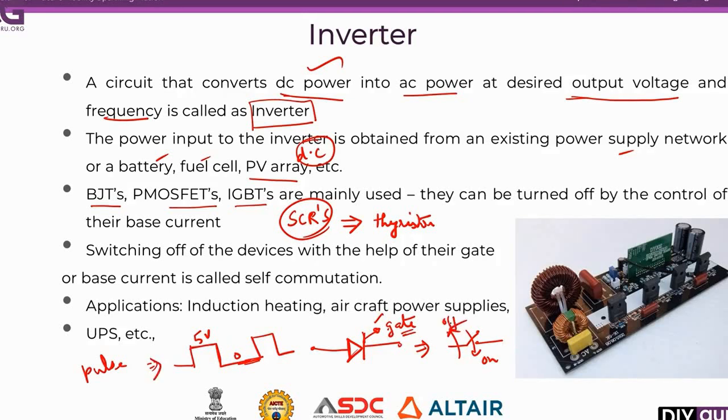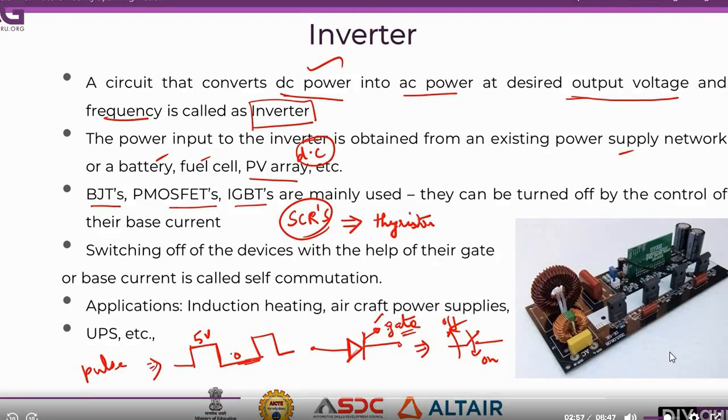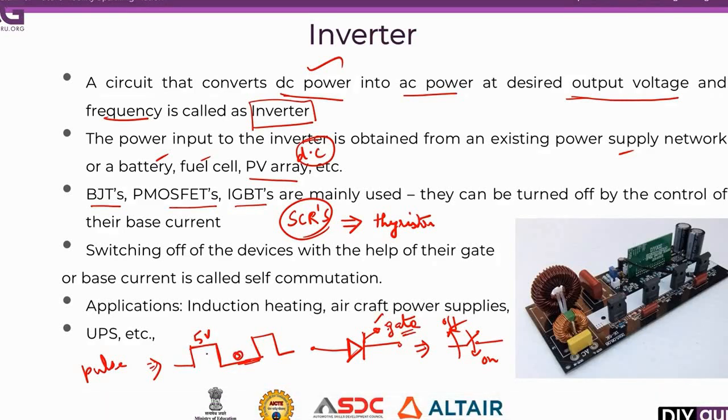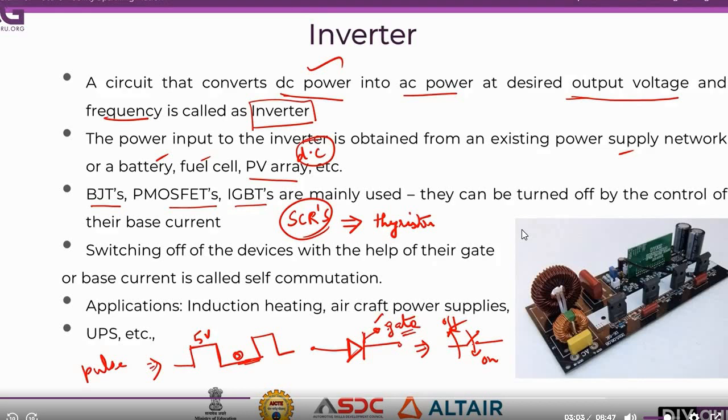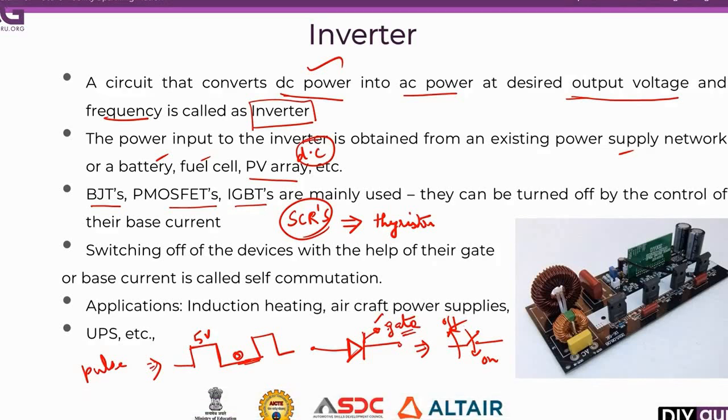So I can control this thyristor with the help of this gate pulse, in simple fashion. Also, turning off this thyristor is not an easy task. If I bring this pulse signal to 0, the thyristor will not instantaneously turn off. So you require additional circuitry for turning off this thyristor also.